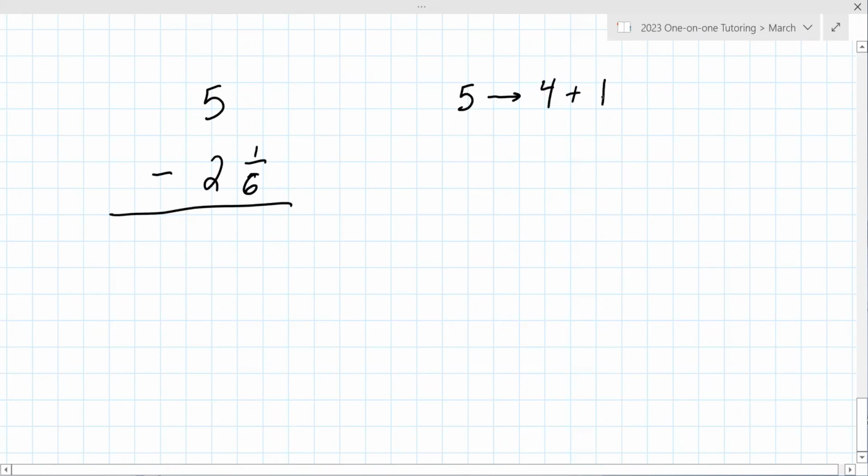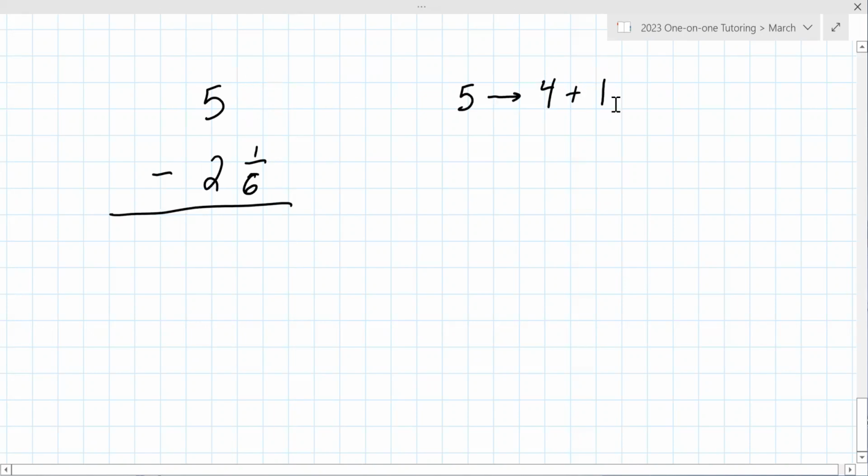Let's say it's 5 minus 2 and 1/6. There we go, 2 and 1/6. Okay. So just like in the previous problem, we're going to take this 5. What are we going to split apart the 5 into? 5 into 4 plus 1. Very good.